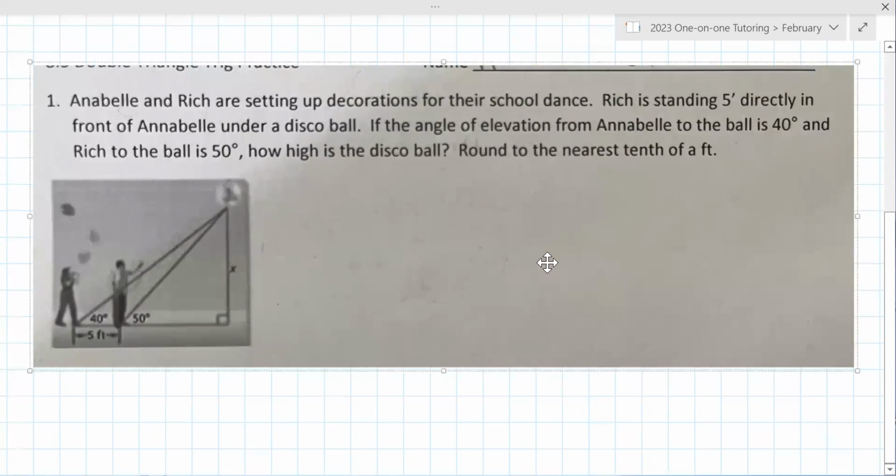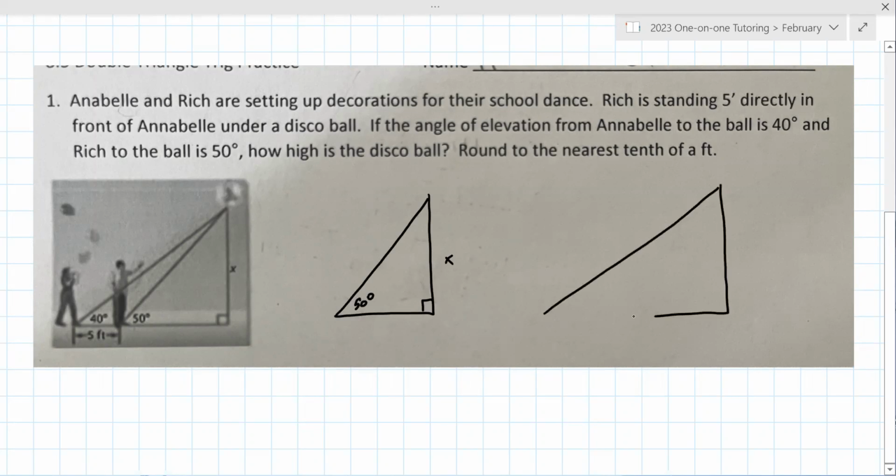Okay. So Annabelle and Rich, the same decorations, like you said, the disco ball's up here. There's a distance X and there's a 5 between them, and there's 2 different angles. Is that clear? Okay, so there's really 2 triangles here. There's the one that's got the X and the 50 degrees. And then there's another one here that's X and 40 degrees. Do you agree with that?